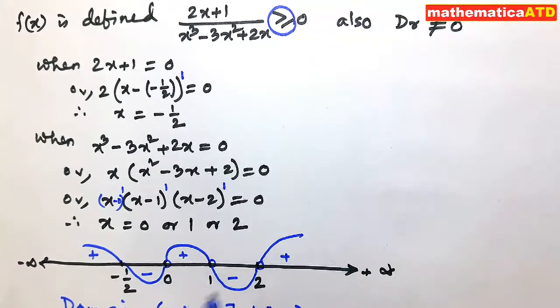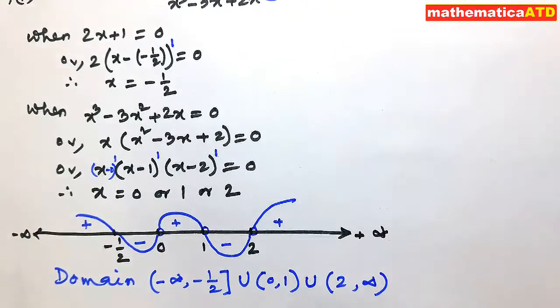0 is excluded, 1 is also excluded, but in between the other points are included. Union 2 to positive infinity. Here also 2 is excluded. So the domain is this one.